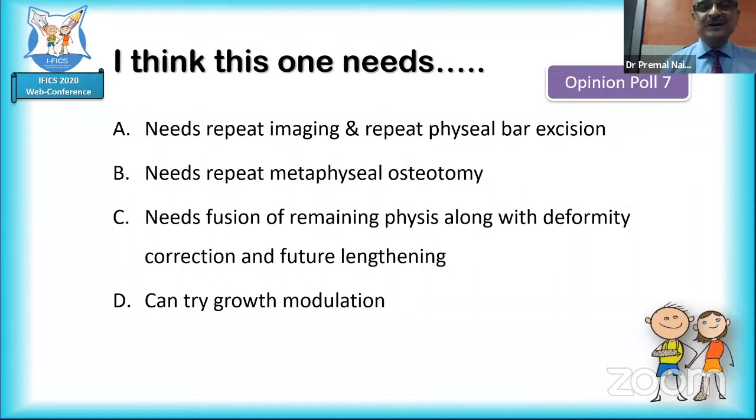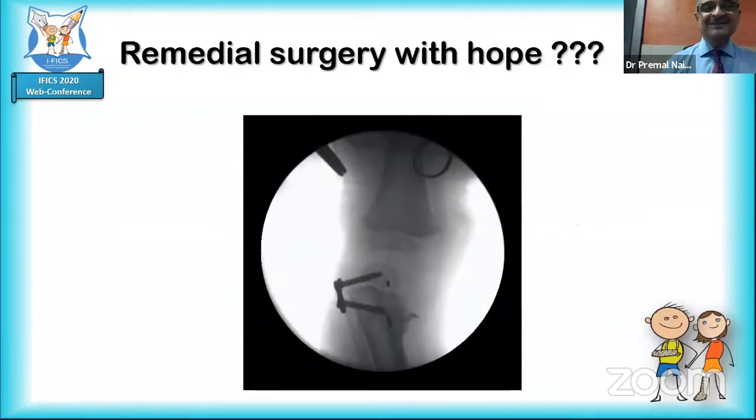So 52% of people say that you can try growth modulation. Try. You say try, yes. So I went with the people. I added a remedial surgery of growth modulation. Okay, Dr. Cho, what would you tell the parents before you go ahead and do this surgery? With hope.